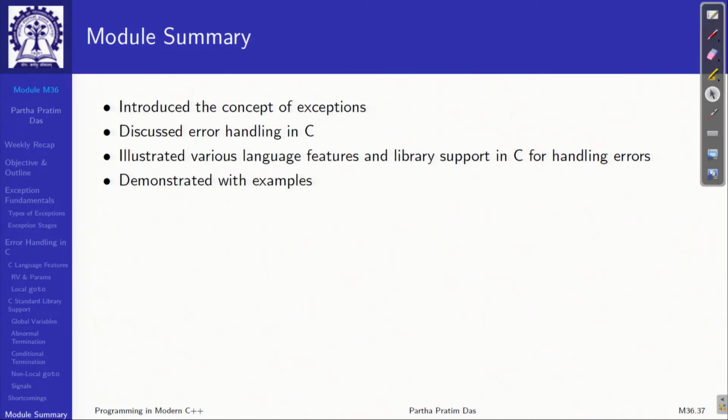So, to summarize, in this module we have introduced the concept of exceptions and particularly discussed error handling in C and illustrated various language features, but primarily library support in C for handling errors with examples.